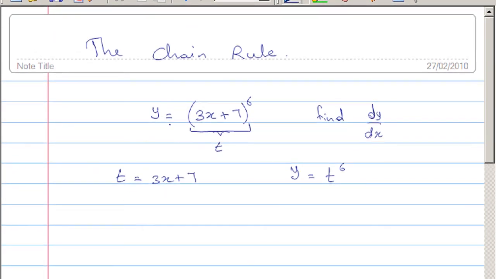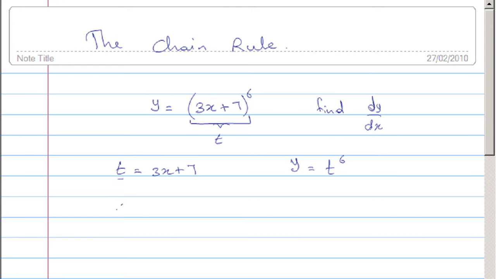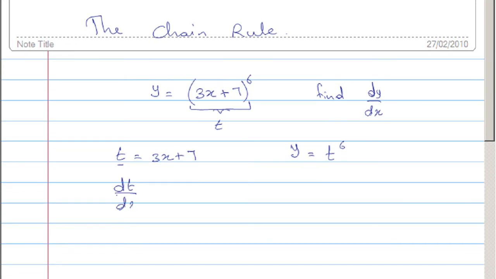Now if we have y as a function of x, we usually get dy over dx. In this case, let's differentiate t with respect to x. So I get dt over dx. Differentiating the right hand side, we've seen that the derivative of 3x + 7 just gives 3. Similarly, dy over dt, differentiating with respect to t, just bring the power to the front, so I have 6 times t, reduce the power by 1, so I have 6t to the power 5.